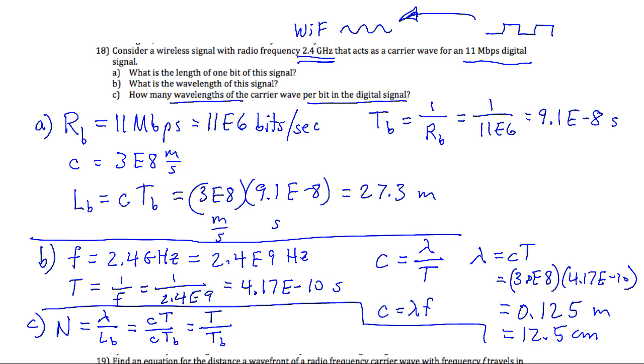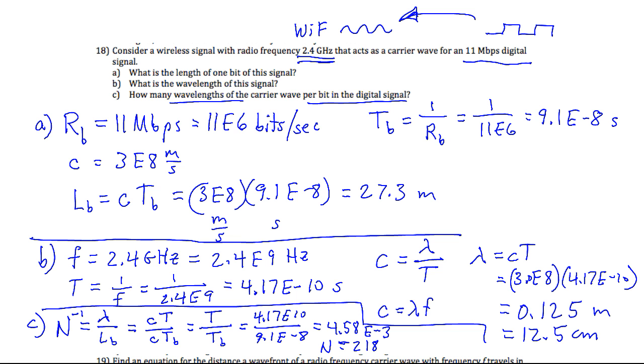And I've actually calculated this number upside down. I'm going to put a minus 1 here, and we'll see what we get. 4.17 e to the minus 10 all over 9.1 e to the minus 8 is equal to 4.58 times 10 to the minus 3. And if I want to calculate the number, then I have to invert that and hit the 1 over x button, and I get 218.